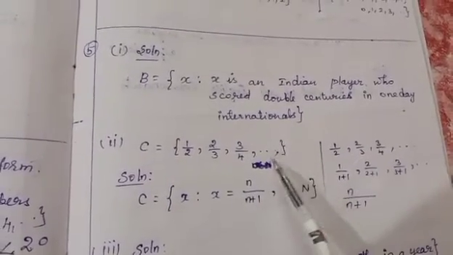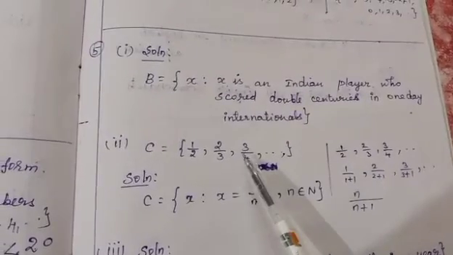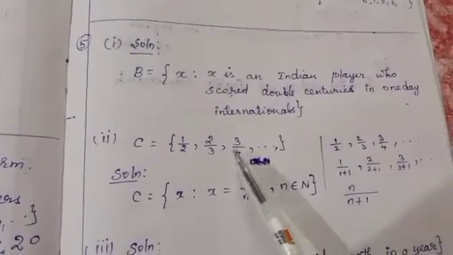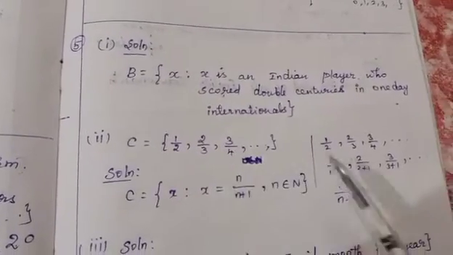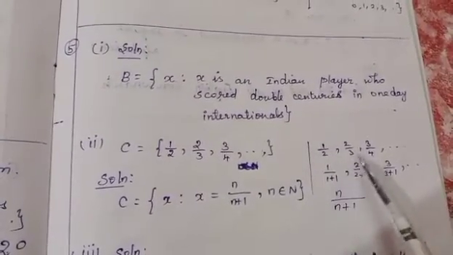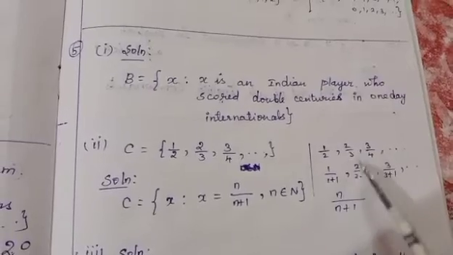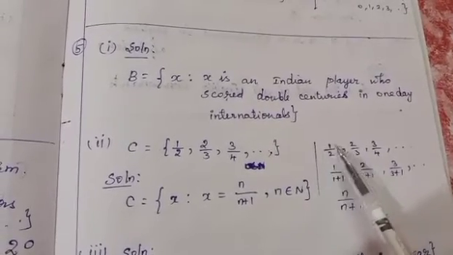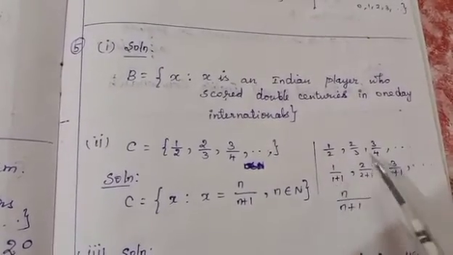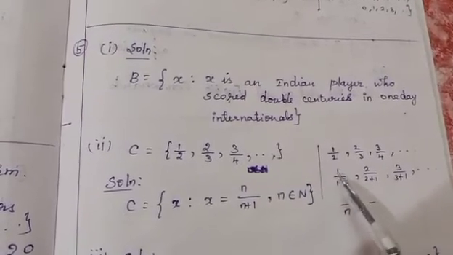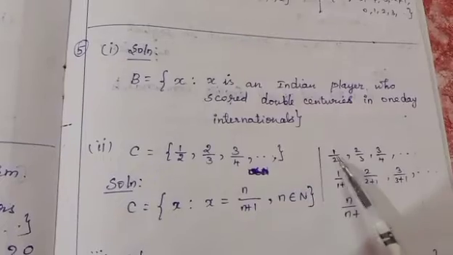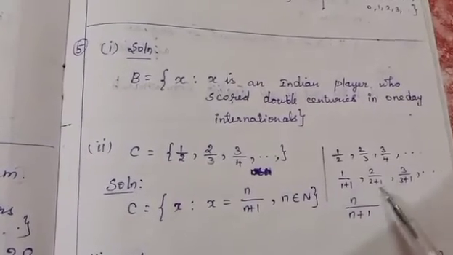The given format is roster form. This one you have to write in rule form. So that is 1 by 2, 2 by 3, 3 by 4. This is how you make it as a rule. For it, 1 by 2 is written as 1 by 1 plus 1, 2 by 2 plus 1, 3 by 3 plus 1. Normally we use 1, 2, 3 as continuous numbers. It is like an RT question.